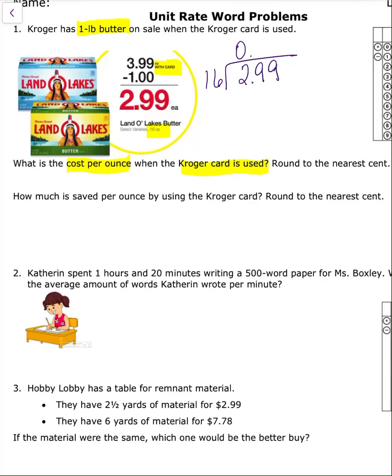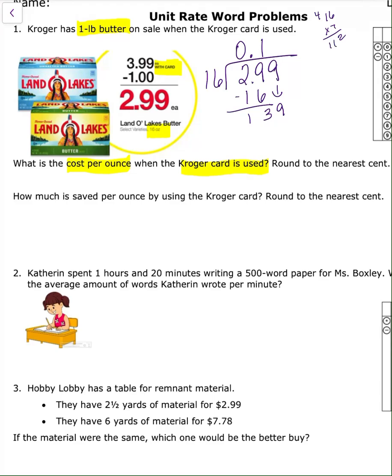16 goes into 2 0 times. 16 goes into 29 once. Subtract. Bring down the 9. 16 is close to 20. So 20 can go into 139, which is close to 140, about 7 times. So I'm going to estimate with 7. I'm going to come to the side and say 16 times 7.